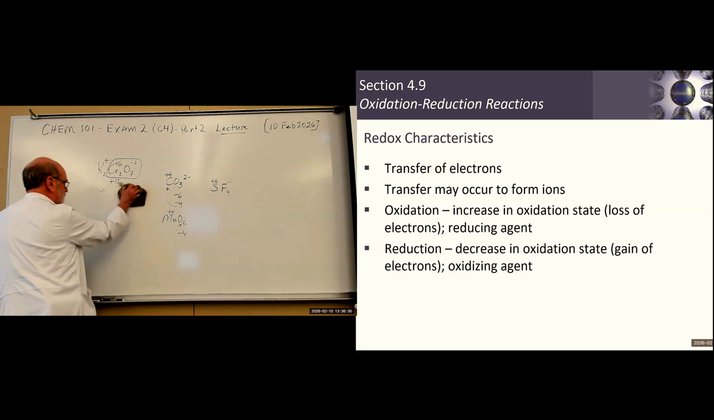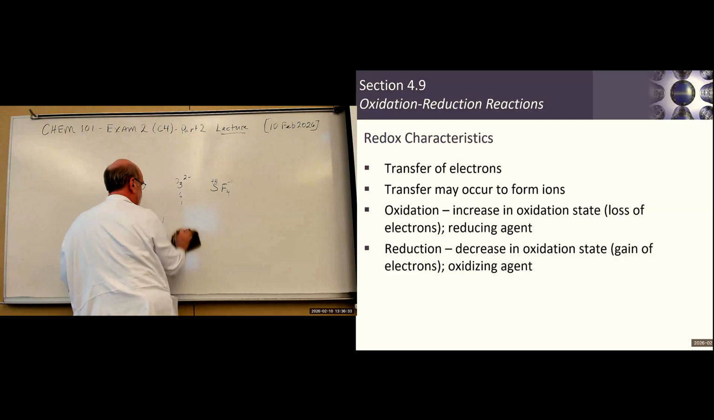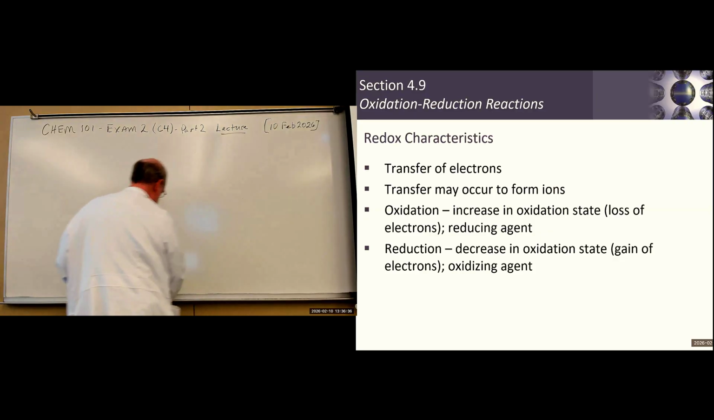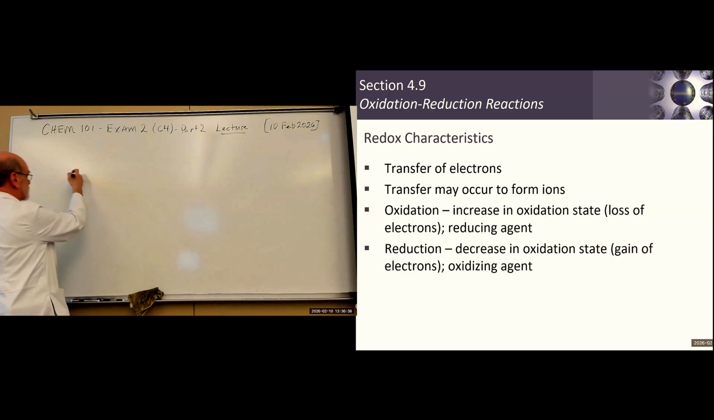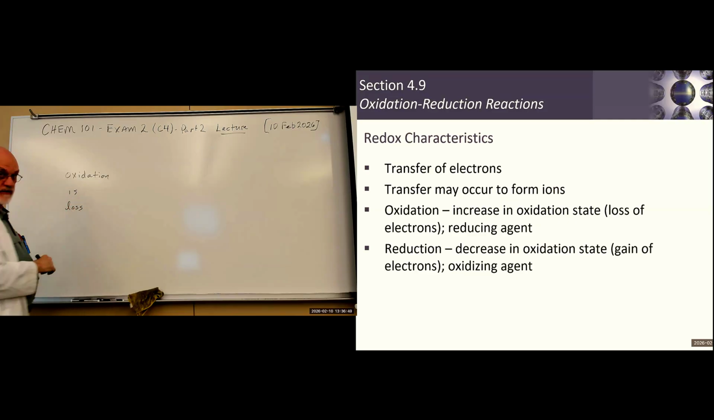Definitions. Why do we call it redox, or oxidation reduction? Definition: oxidation is loss of electrons. Reduction is gain. That's why our acronym is OIL RIG. Oxidation is loss, reduction is gain.